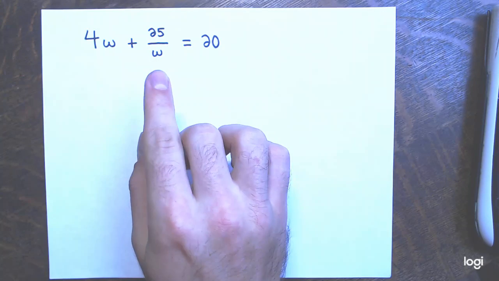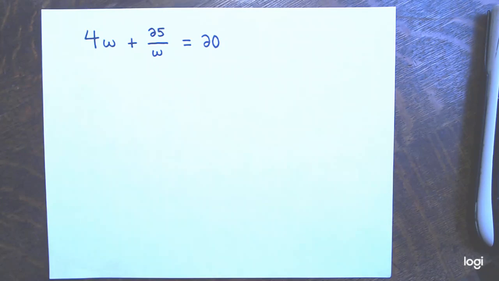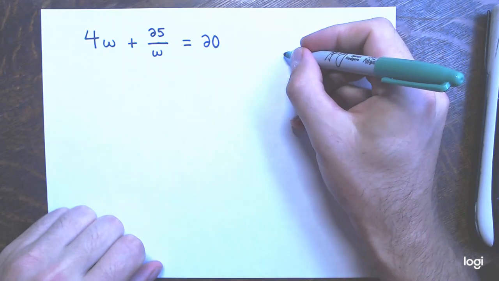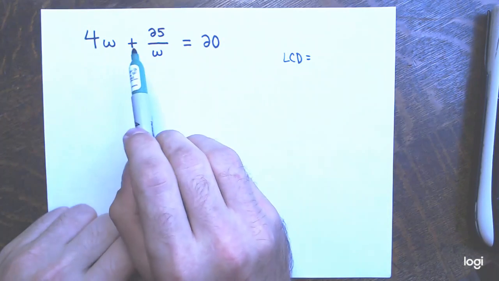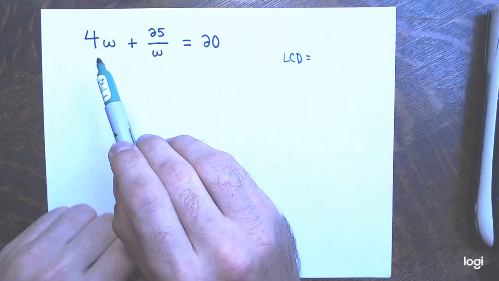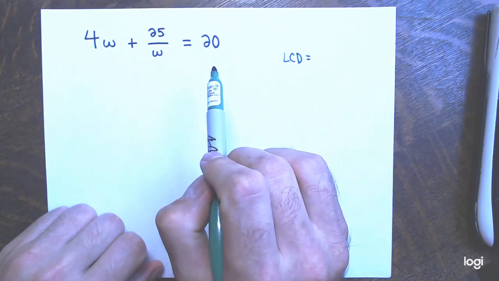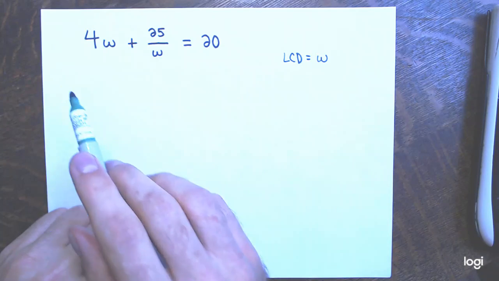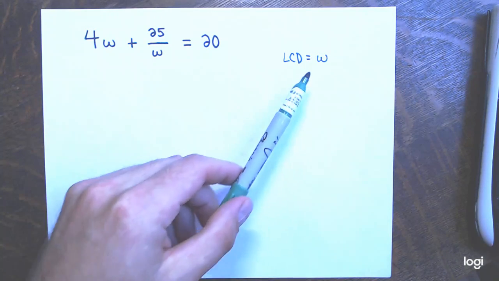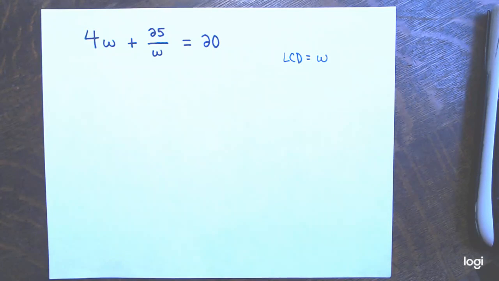All right, but there is this fraction, and if you recall, I did a video a while back solving equations with rational expressions with fractions in them. And the first thing I did was find the least common denominator of those fractions. Well, the only denominator here other than 1, right, 4w over 1, 20 over 1, is w. So what I would do is multiply both sides by the LCD, the least common denominator, multiply both sides by w.